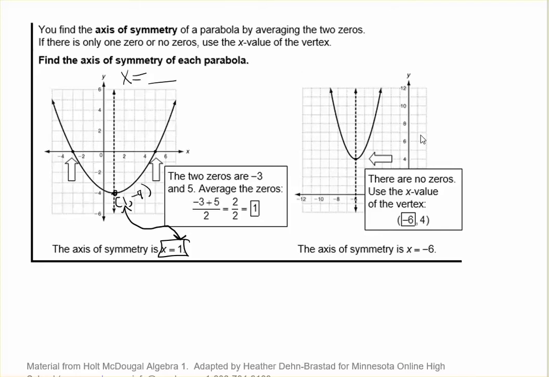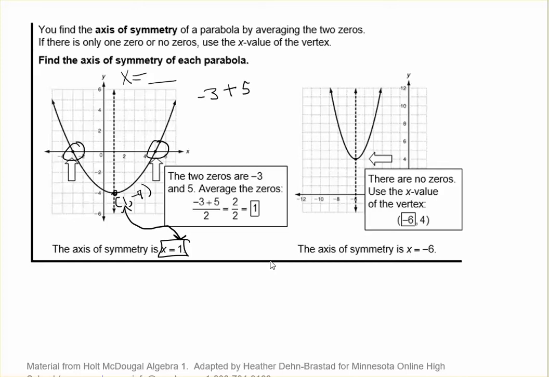So there's a couple examples there. There's another way to find the axis of symmetry than by looking at it from the graph. Well, you're still looking at it from the graph, but you're looking at the x-intercepts or the zeros. If you've already found the x-intercepts, for example, in this one, the x-intercepts are at -3 and 5. Those are the two x-intercepts.